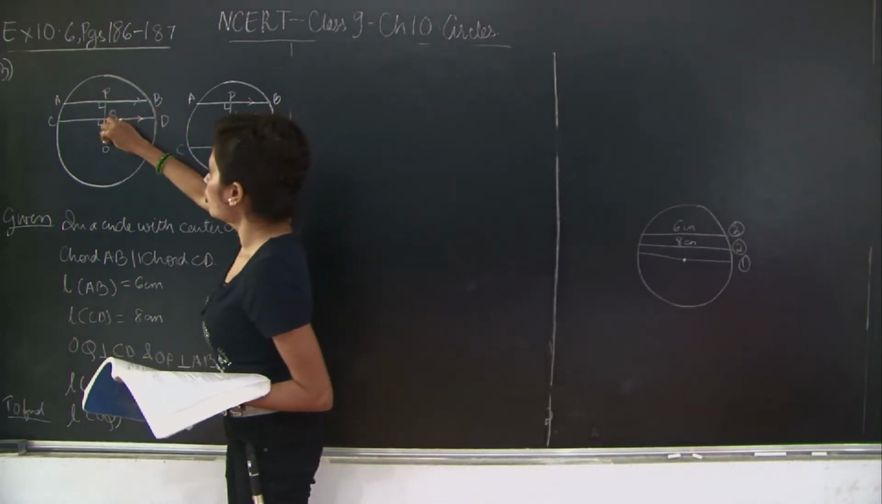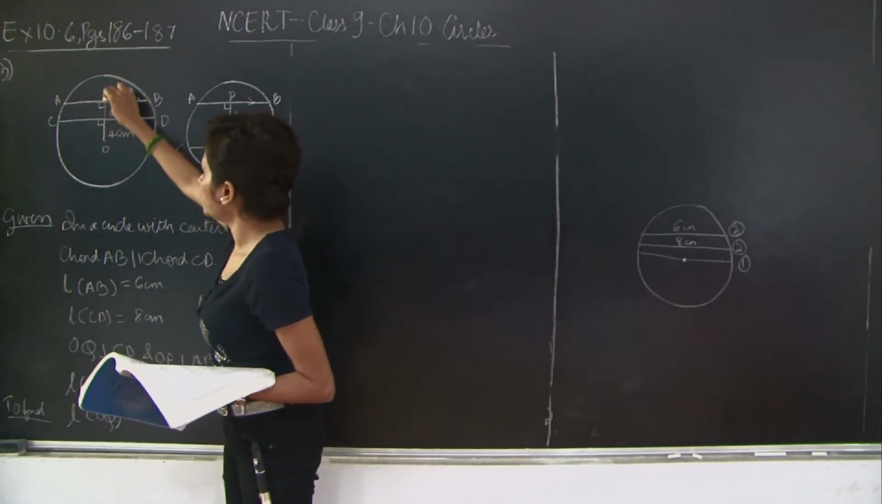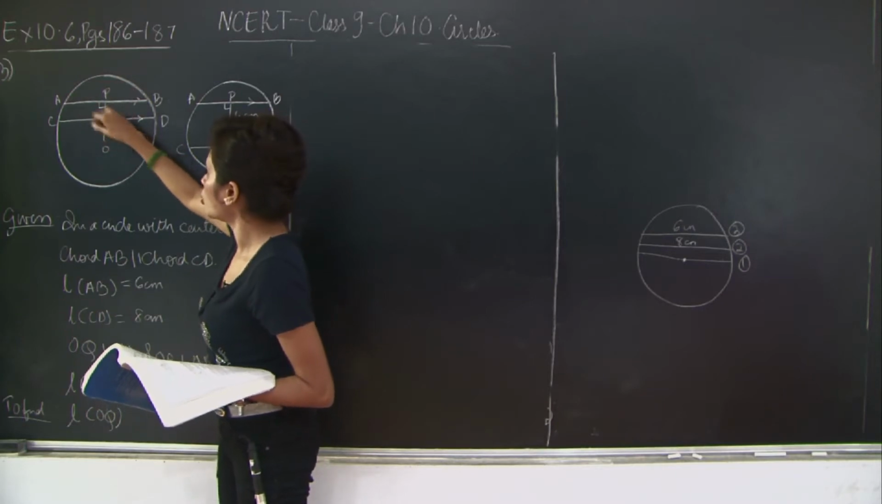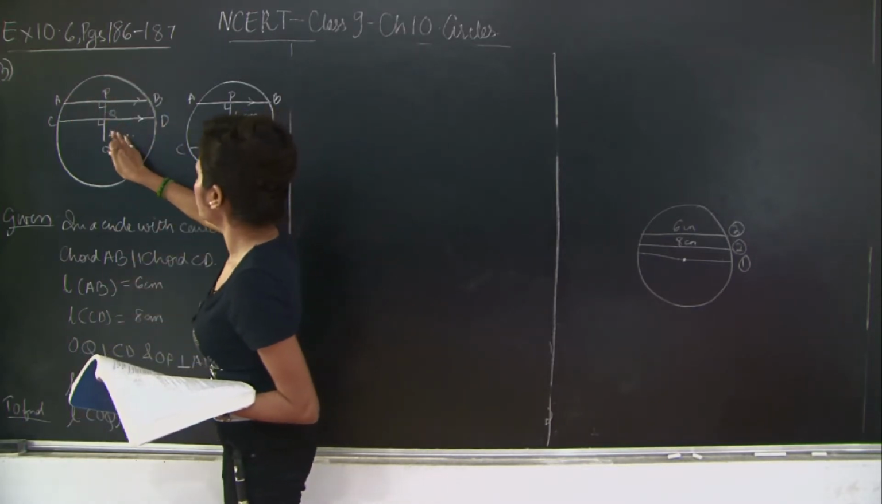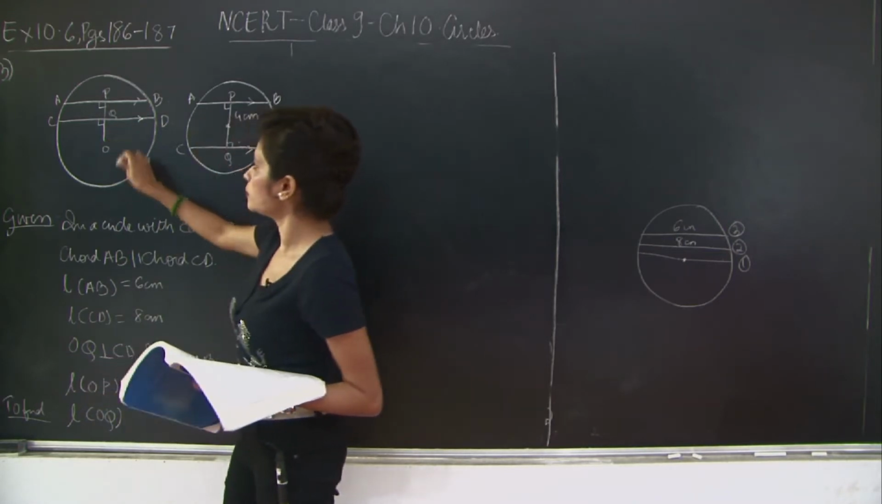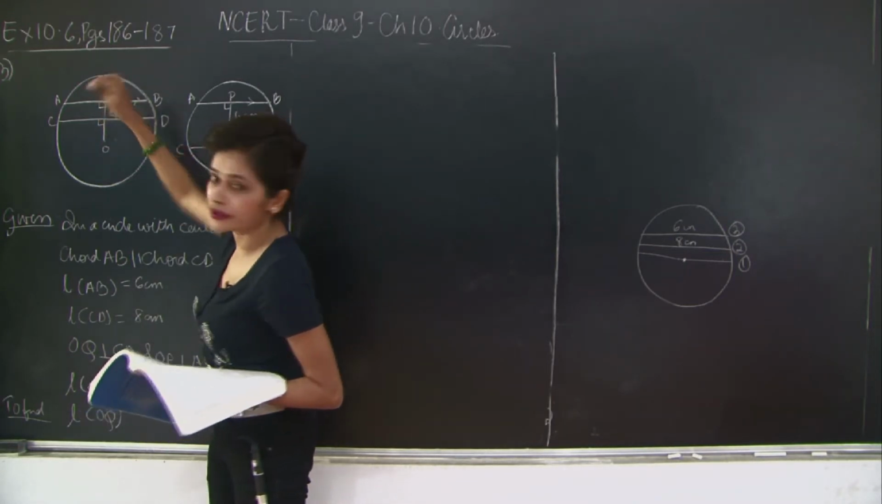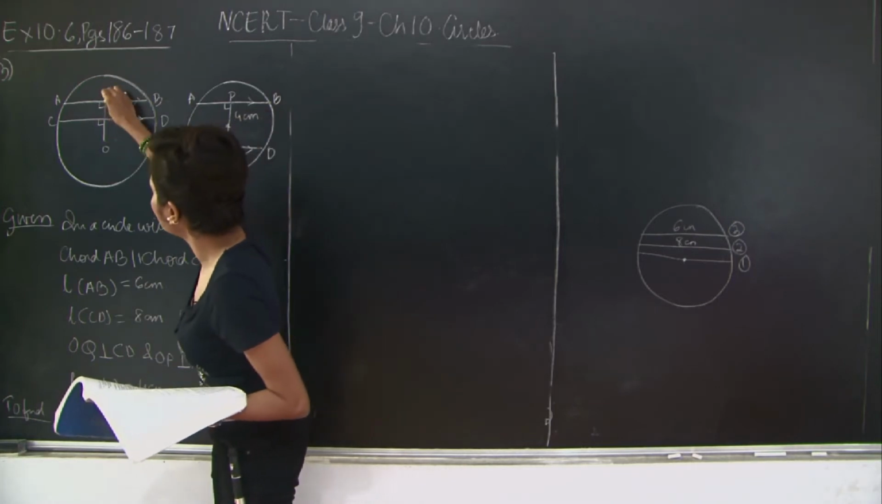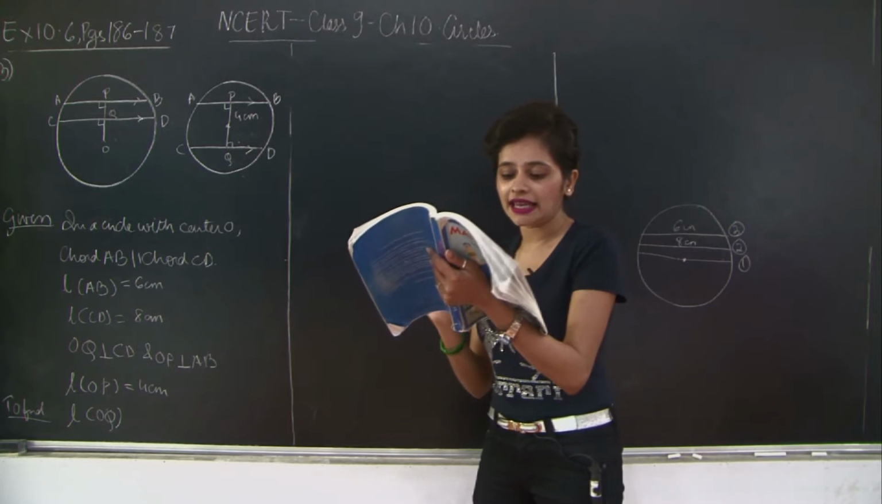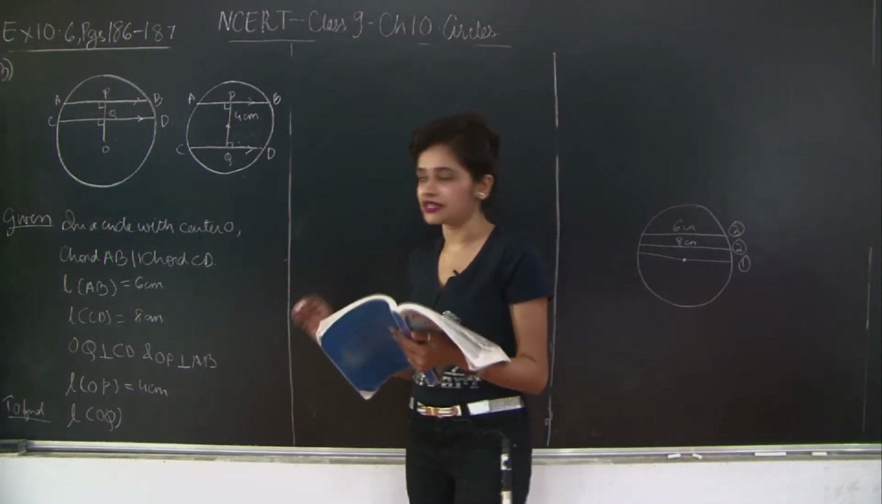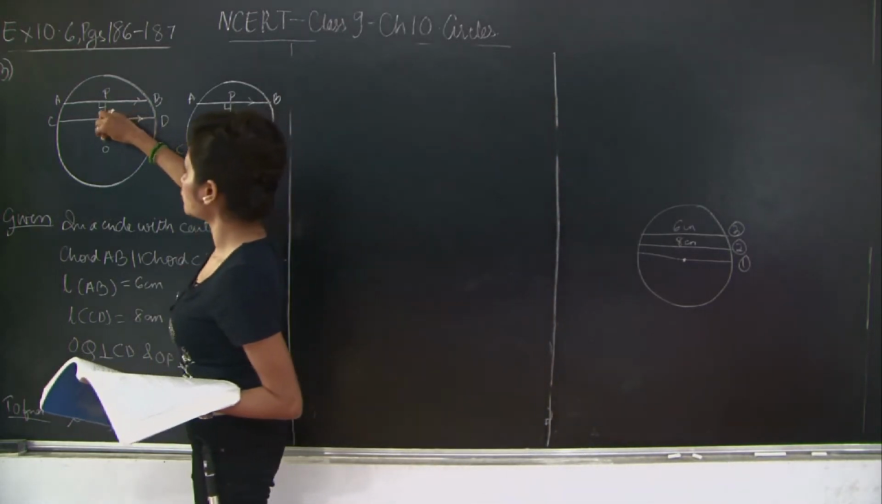So the length of OP, where OP is the perpendicular from O to AB, this length OP is 4 centimeters. I'm just erasing this over here because it looks more like OQ is 4 centimeters. So this entire length OP is 4 centimeters. You need to find the distance of the other chord from the center. So what you need to find is the length of OQ.